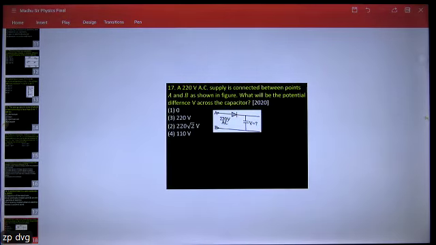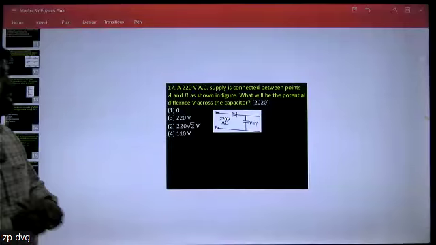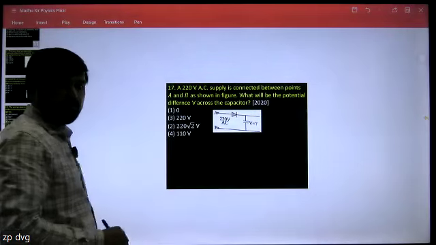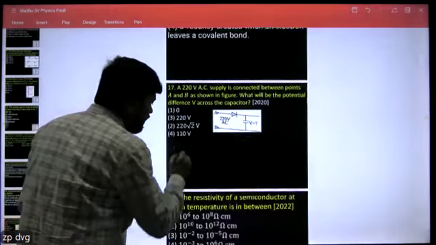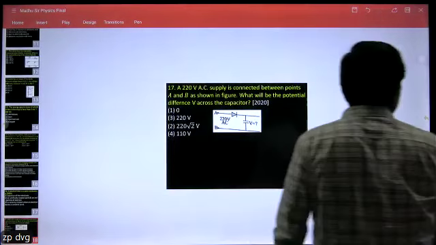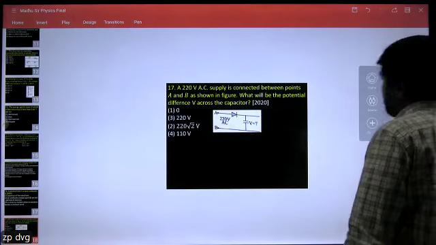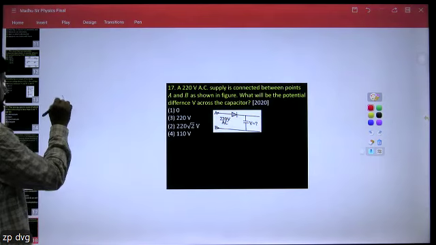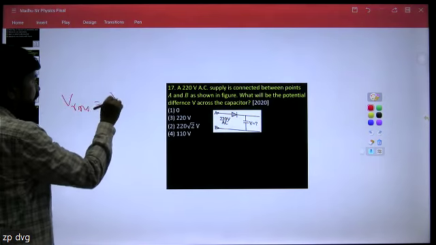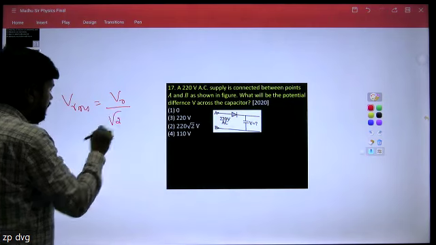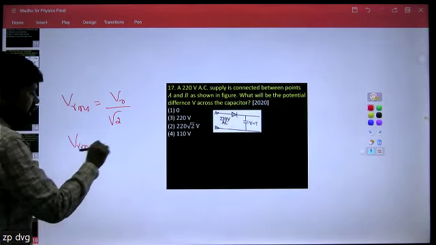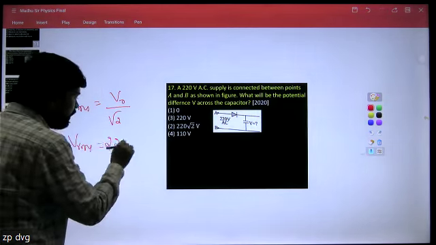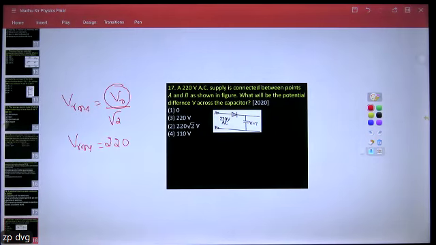Okay, a 220 V AC supply is connected between two points A and B shown in the figure. What will be the potential difference V across the capacitance, they ask. Here they have given the half wave rectifier, the potential V RMS. So V RMS is equal to V naught by root 2. Here they have given the RMS value, 220 volt. They are asking to calculate the peak value of voltage.